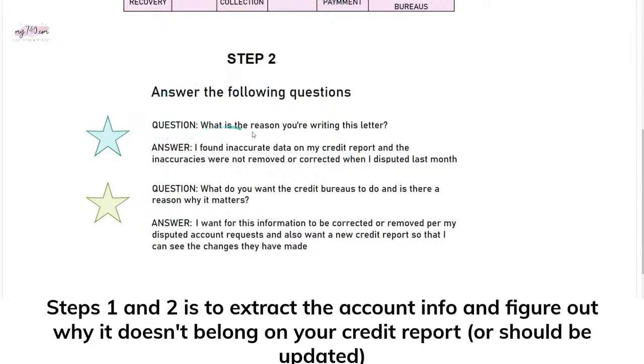Now, these are the 2 questions that you need to answer. What is the reason you're writing this letter? And what do you want the credit bureaus to do? And is there a reason why it matters? So the answer is I found inaccurate data on my credit report, and the inaccuracies were not removed or corrected when I disputed last month. And I want this information to be corrected or removed per my disputed account request, and I also want a new credit report so I can see the changes they have made.